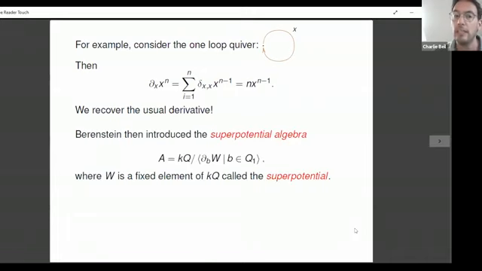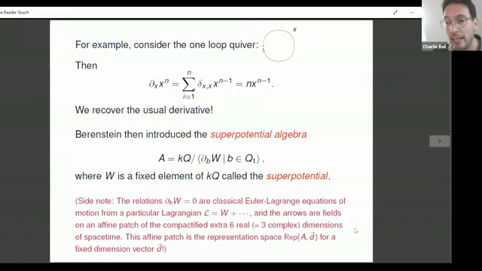So Berenstein then introduced the superpotential algebra, which is the path algebra modulo relations. You have this fixed element of your path algebra called the superpotential, and you take a partial derivative with respect to each arrow in the quiver. And so this is a superpotential algebra.